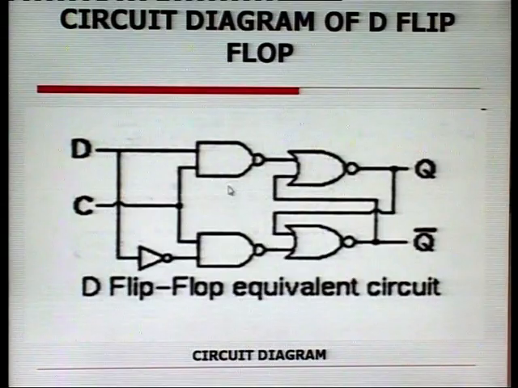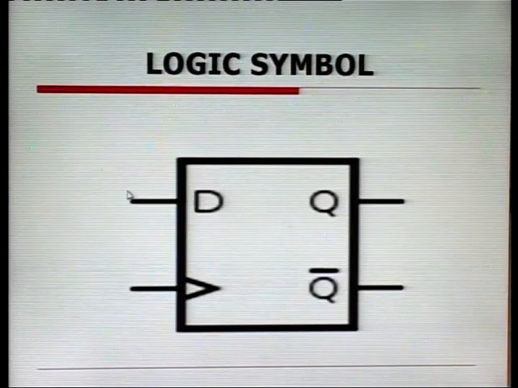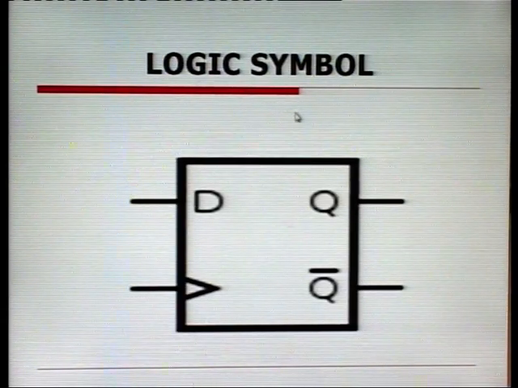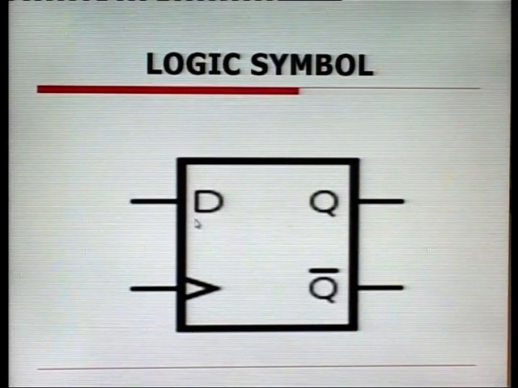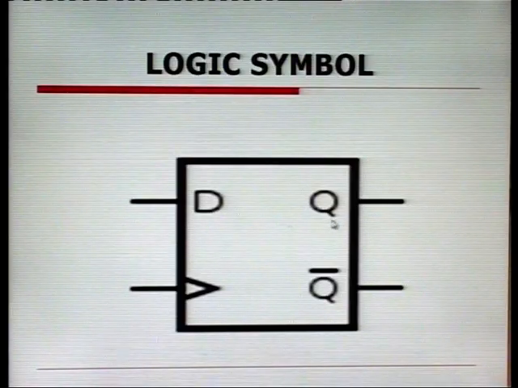So, this is the circuit diagram of a D flip flop, in which we have only one input called D. Basically, we have converted an RS flip flop into a D flip flop by connecting S input as D and by connecting R input as complement of the S input. So, the logic symbol of a D flip flop is, we have only one input D, we have a clock signal, we have two outputs Q and Q bar.